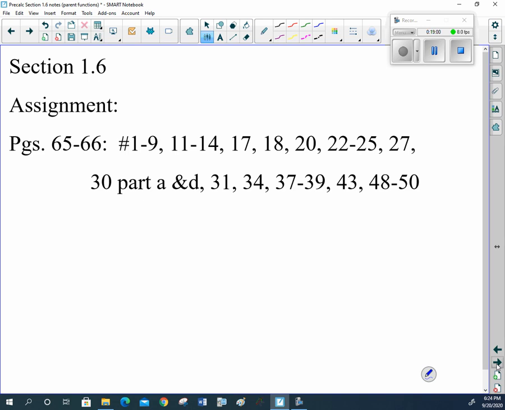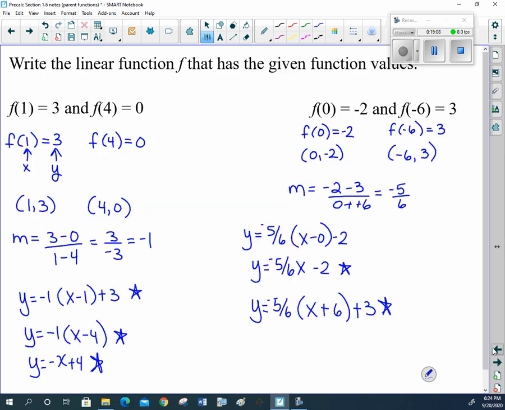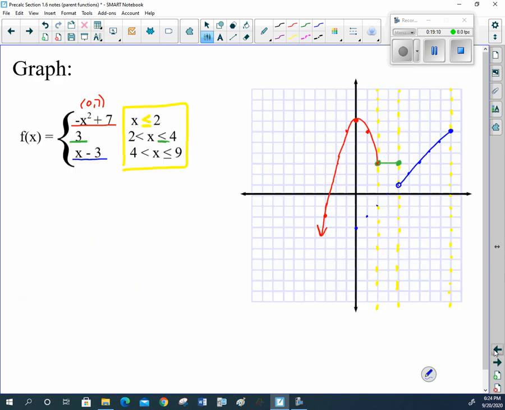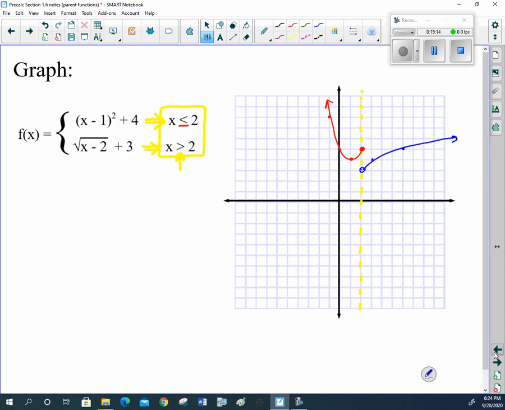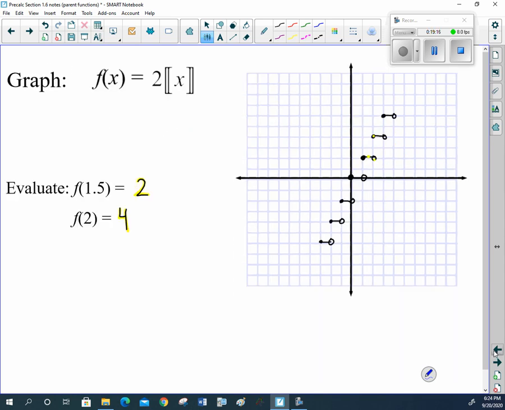Okay, so that's pretty much it for the notes for that one. A couple of different ideas. So basically, we were writing equations of lines again, given 2 points. That was this slide here. These middle slides were about piecewise functions. So you're going to have some piecewise functions. These slides were about the step function in particular, the greatest integer function.